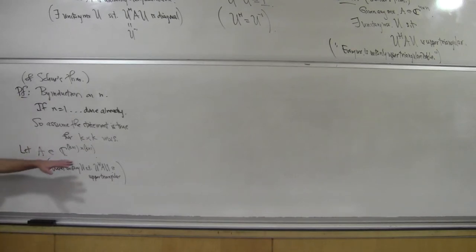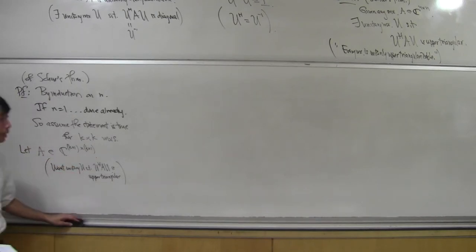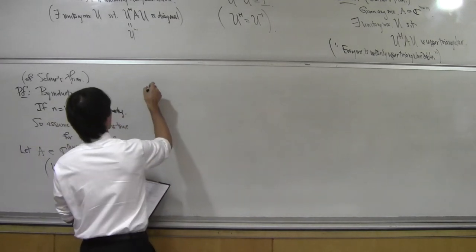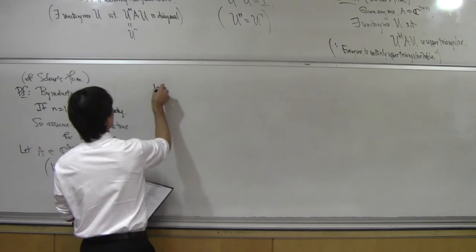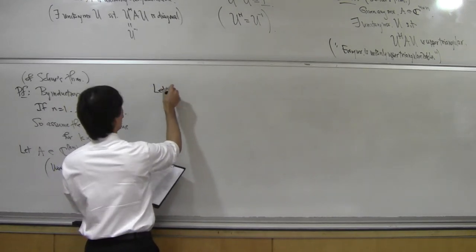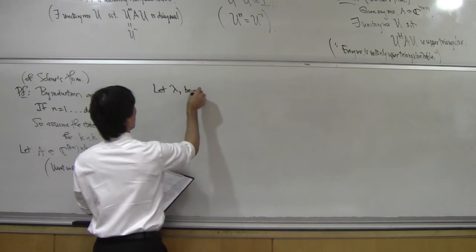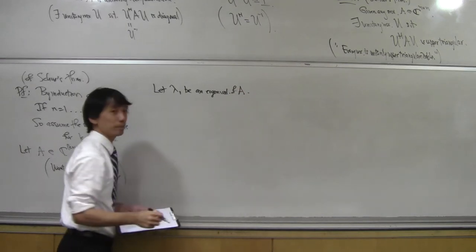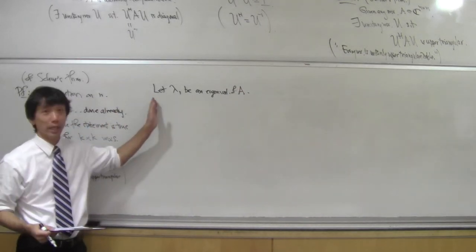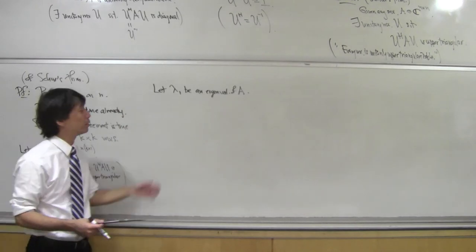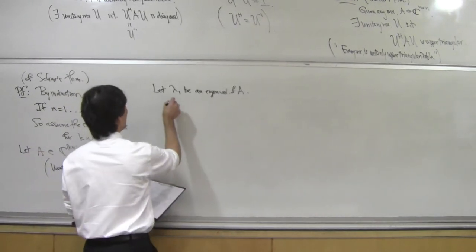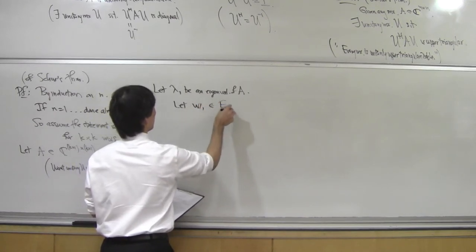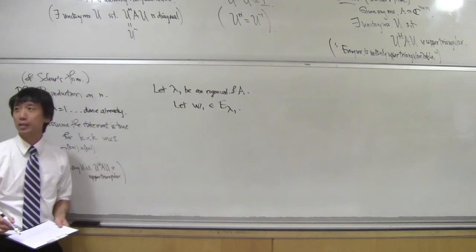Okay, just to remind yourself, you don't need to write that. Not part of the proof. Okay, so we do the following. You say, okay, let lambda 1 be an eigenvalue of A. You know that it has some eigenvalues, it's got eigenvectors. Choose one of the eigenvalues and let W1 be in that eigenspace.